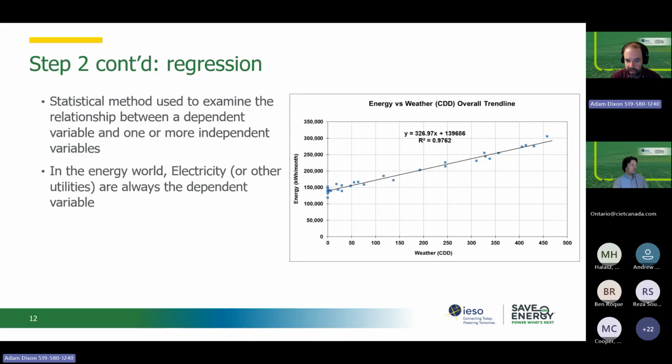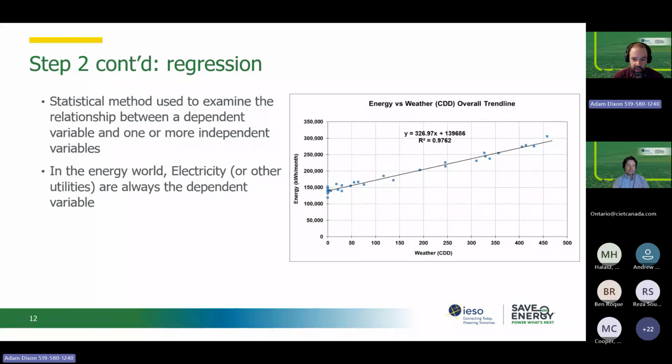So the equation of this line here is y equals mx plus b, if you remember from high school math. So it's 326x plus 139,000 for b. So that 139,000 approximately, that's our base load in our building. If there is no weather driving our consumption, that's our base load use. And then for every x cooling degree day, we multiply it by 326 to get that consumption. Maybe I'm jumping ahead and overcomplicating it too much at this point.